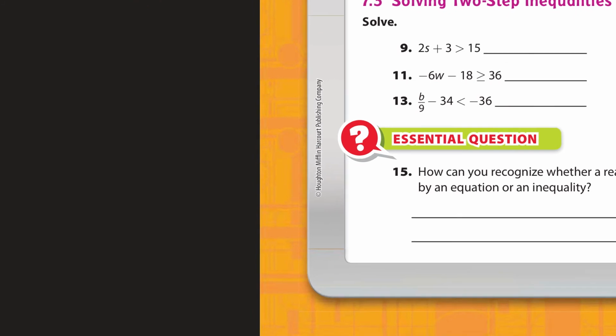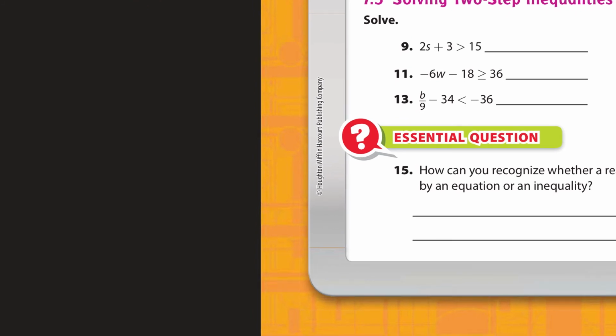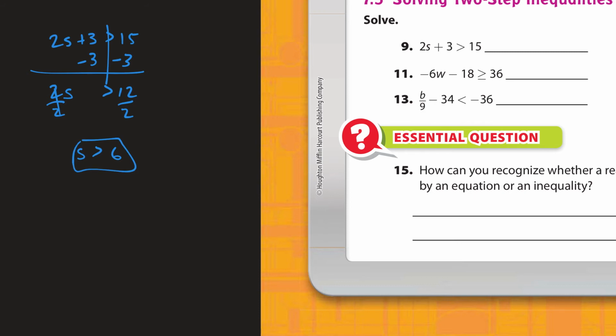Number 9. So for this one, we have 2s plus 3 is greater than 15. This is going to be easy. The inverse of adding is subtracting, so you have 2s is greater than 12. The inverse of multiplying is dividing, and s is greater than 6. So there you go. S is greater than 6.